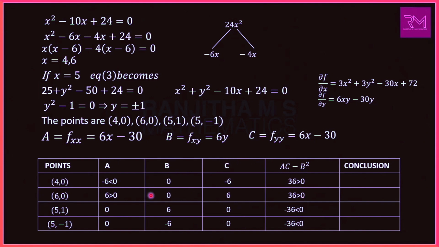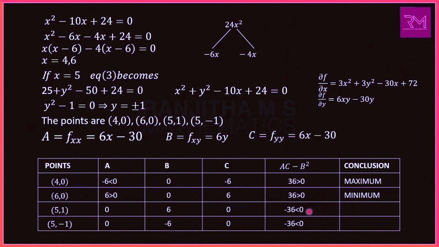After obtaining A, B, C and AC minus B square, we have to find extreme values. For the point (4, 0), AC minus B square value is greater than 0 and A is less than 0. We can conclude that for the point (4, 0), we get a maximum value. Similarly, AC minus B square value is greater than 0 and A value is also greater than 0. Hence, for the point (6, 0), we get minimum value for the function f of x, y.